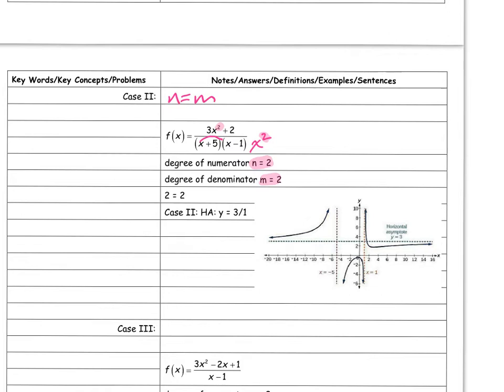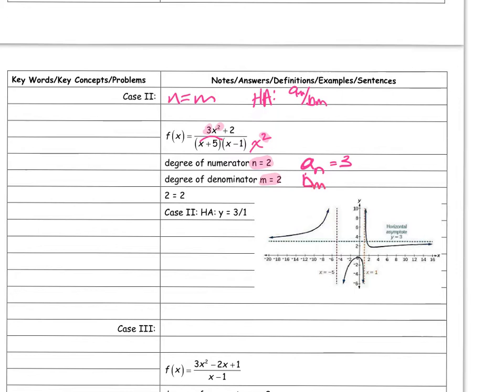We know that they equal each other. So case 2 says, if I remember, my horizontal asymptote equals a sub m over b sub m. That's my leading coefficient. So if I look at the leading coefficient, that's the number with the variable. So here is a 3. That's a sub m. So a sub m equals 3. Oh, a sub n, sorry. A sub n equals 3.